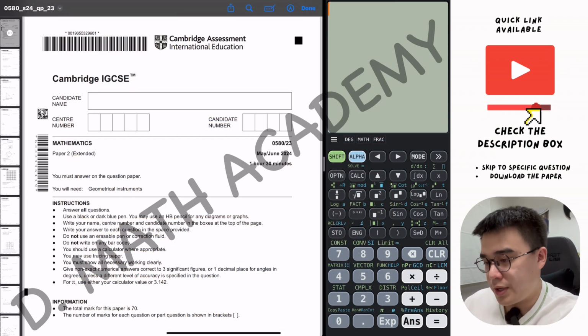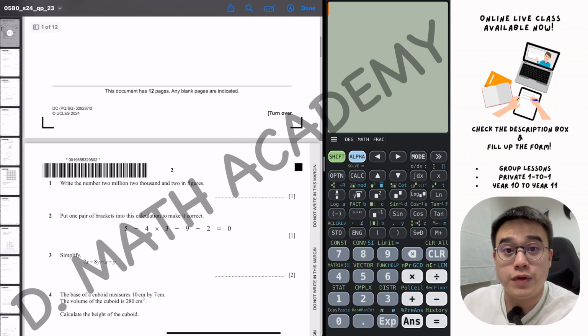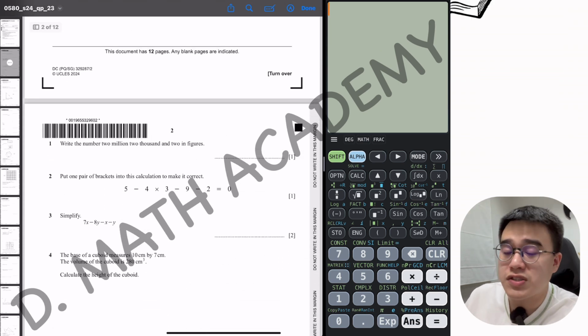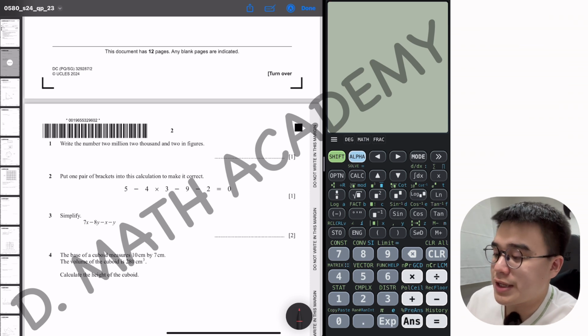Okay, so the paper that we're doing today, let's see how fast we can finish it, because this will be the last few papers where we are still allowed to use a calculator in the exam.